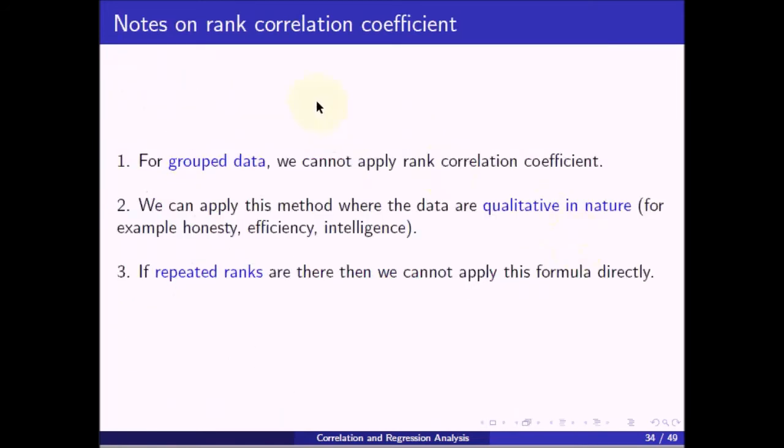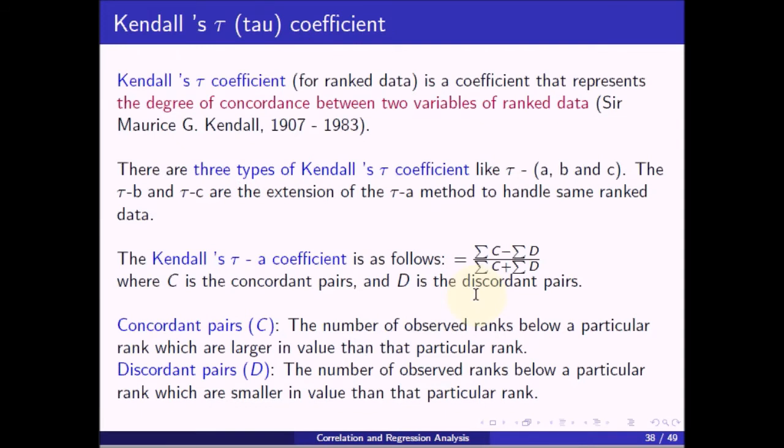Now notes on the rank correlation coefficient. For grouped data we cannot apply the rank correlation coefficient. Remember this. We can apply this method where the data are qualitative in nature, for example honesty, efficiency, intelligence. If repeated ranks are there, then we cannot apply this formula directly. Next we will talk about Kendall's tau coefficient.